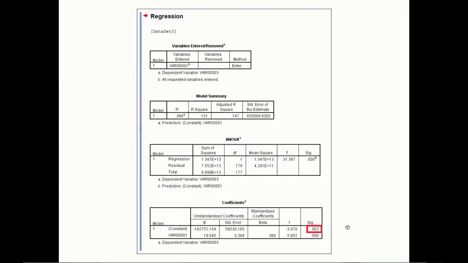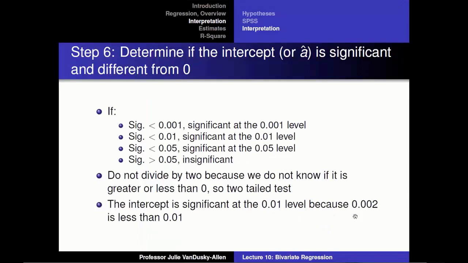The sig value in SPSS for a hat is at the end of the row here, the constant row. Start with this first criterion here. If the sig value is less than 0.001, then the intercept is significant at the 0.001 level. If the sig value does not meet this criterion, move on.